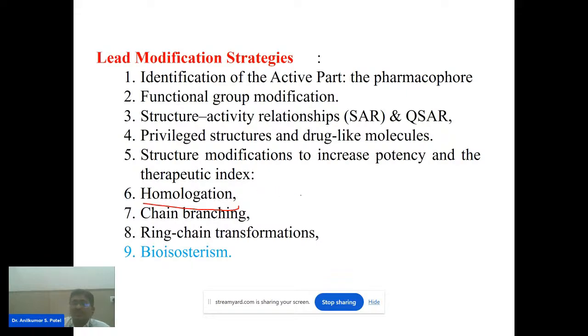The homologation approach improves lipophilicity. Lipophilicity is an important property of molecules for their absorption. So the homologation approach can be useful to improve pharmacokinetic as well as pharmacodynamic properties. Homologues are basically linear alkanes.